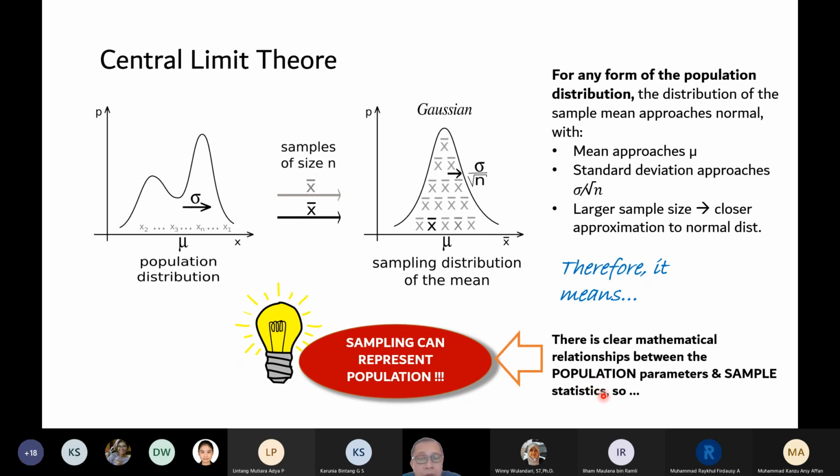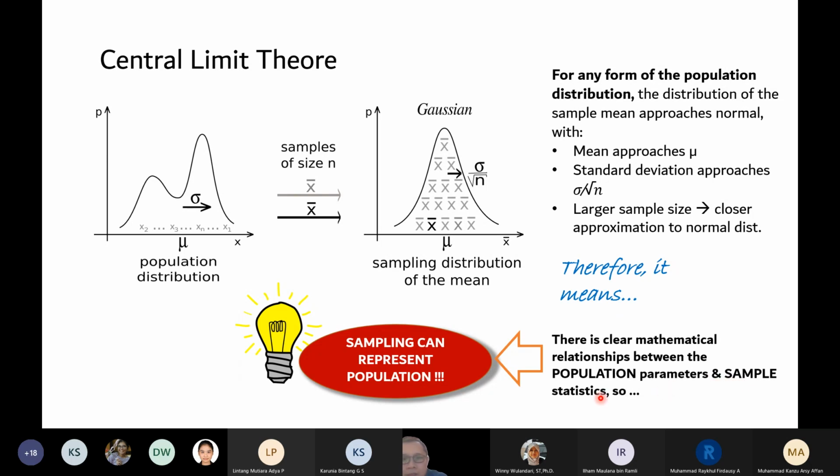Now remember from our course on descriptive statistics, population parameters are besaran-besaran penciri populasi. Population descriptors: population mean, population standard deviation, and so on. Whereas sample statistics are descriptors of samples.